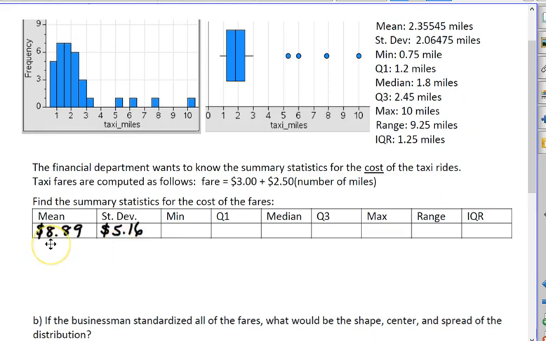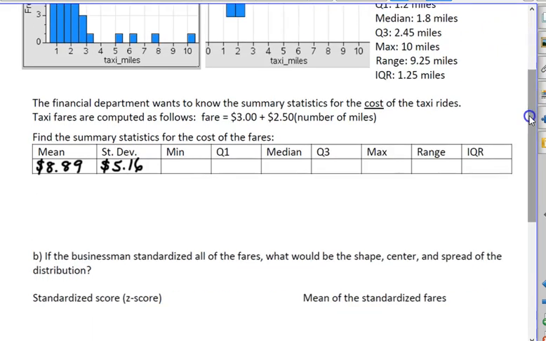The mean is a measure of position, so it is affected both by adding and by multiplying. But the standard deviation is a measure of spread, so it is not affected by adding. You do not add the $3 on, you only multiply by 2.50 times the standard deviation. So we have to differentiate between measures of spread and measures of position.